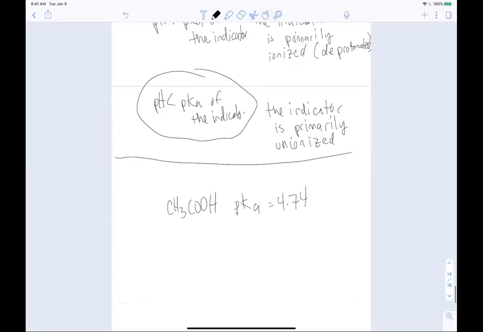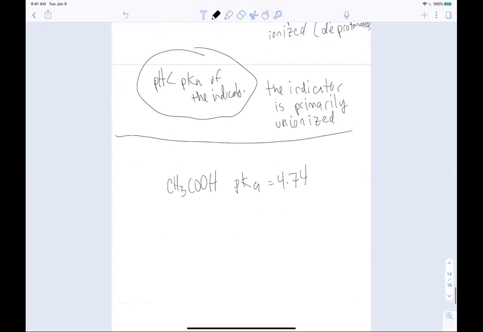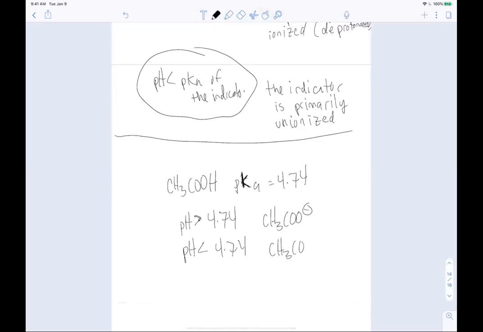So for this, its pKa is 4.74. It's a useful metric as a chemist, and for biochemistry and organic chemistry. If I know the pKa, it tells me that at pHs greater than 4.74, it'll be mostly CH3COO minus, and at pH less than 4.74, it'll be mostly CH3COOH. So it tells you at what point that proton starts to really come off.